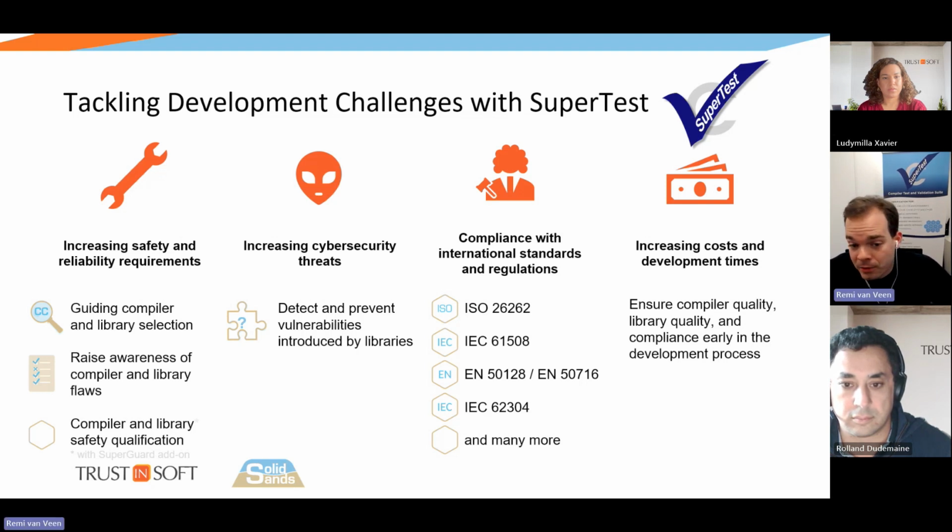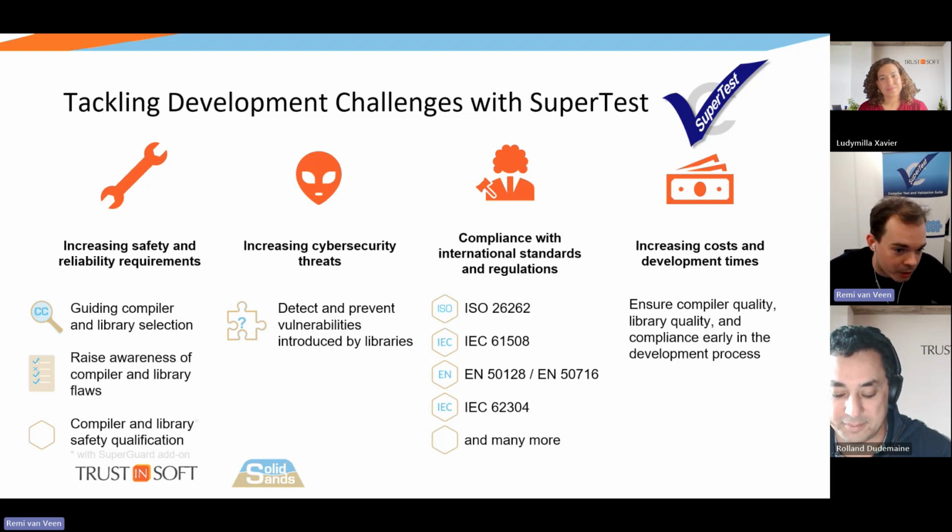And even if the compiler or library is not perfect, because in practice with SuperTest we always find some issues, you will be aware of those issues right from the start of your project. And developing your software with these issues in mind means you can work around them. And that is definitely a lot easier than retroactively patching your code later on in your development process.